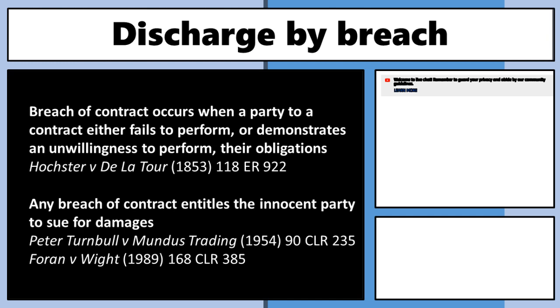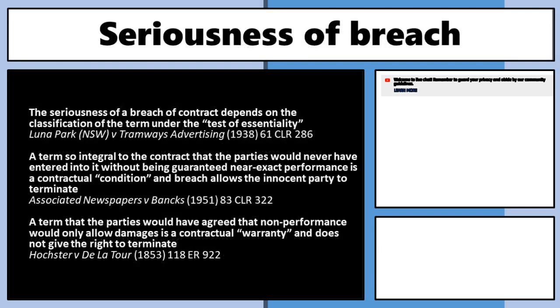Because as well as getting damages, one of the very important rights that the innocent party gets is, in some situations, a right to terminate the contract. In other words, at a point in time when the other side has breached, they can get a right to terminate. And it's all to do with the seriousness. The seriousness of breach is the thing that determines whether or not the innocent side either gets a right to terminate and seek damages or just a right to get damages.